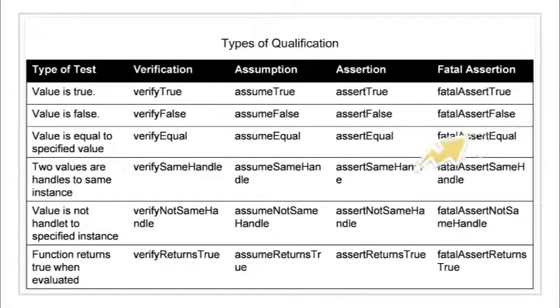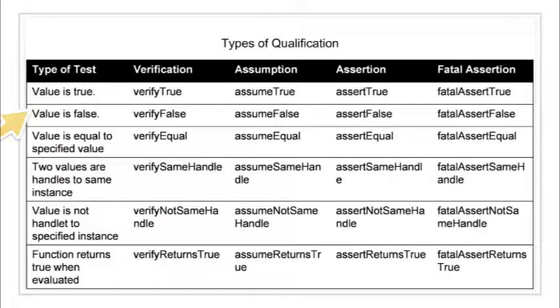So we have a type of test as value is true. For verification, we have verify true, assume true, assert true, fatal assert true. Then second, similarly, we have for value is false. So if the value is false, it will return as pass. And if it is not, then it will return a failure.